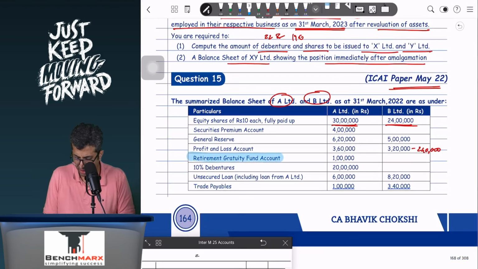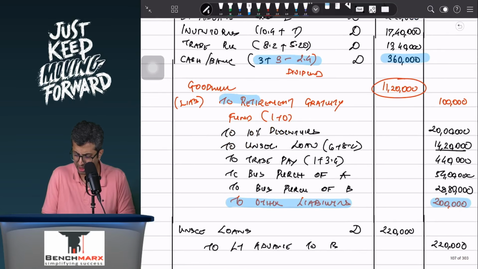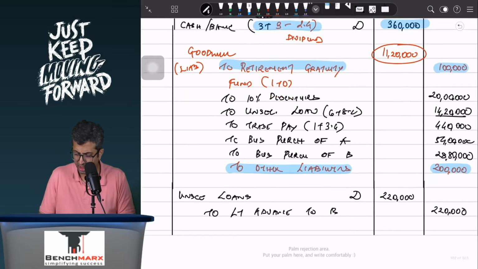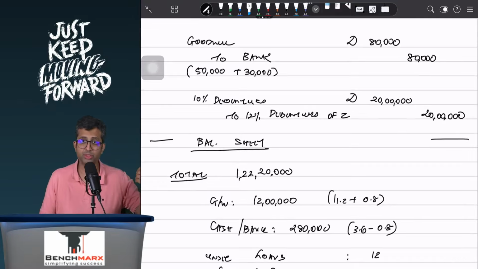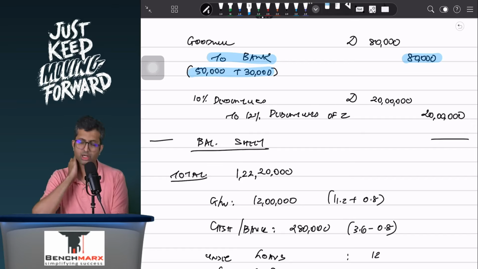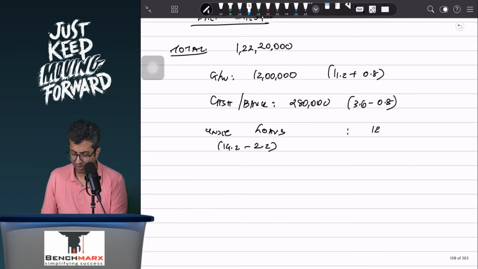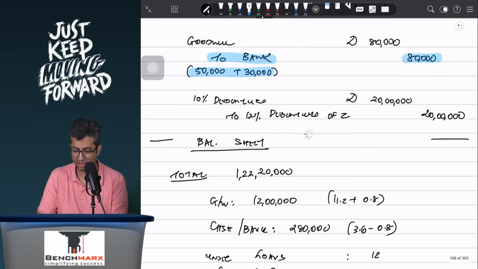Now there were a few different items over here which I want you to know. First is the retirement gratuity fund. Basically it is a gratuity fund paid to the employee as a liability, and hence this is like a liability. Unsecured loans, including loan from A, you will first take over and then eliminate. Intercompany loans have to be eliminated to the extent of 2,20,000. Then the expenses of 50 and 30, that is equal to 80, will be adjusted against goodwill: goodwill account debit to bank by 80,000. Debentures were issued and old debentures were cancelled. Based on that, you will just total up the entire balance sheet. Are we clear with this?